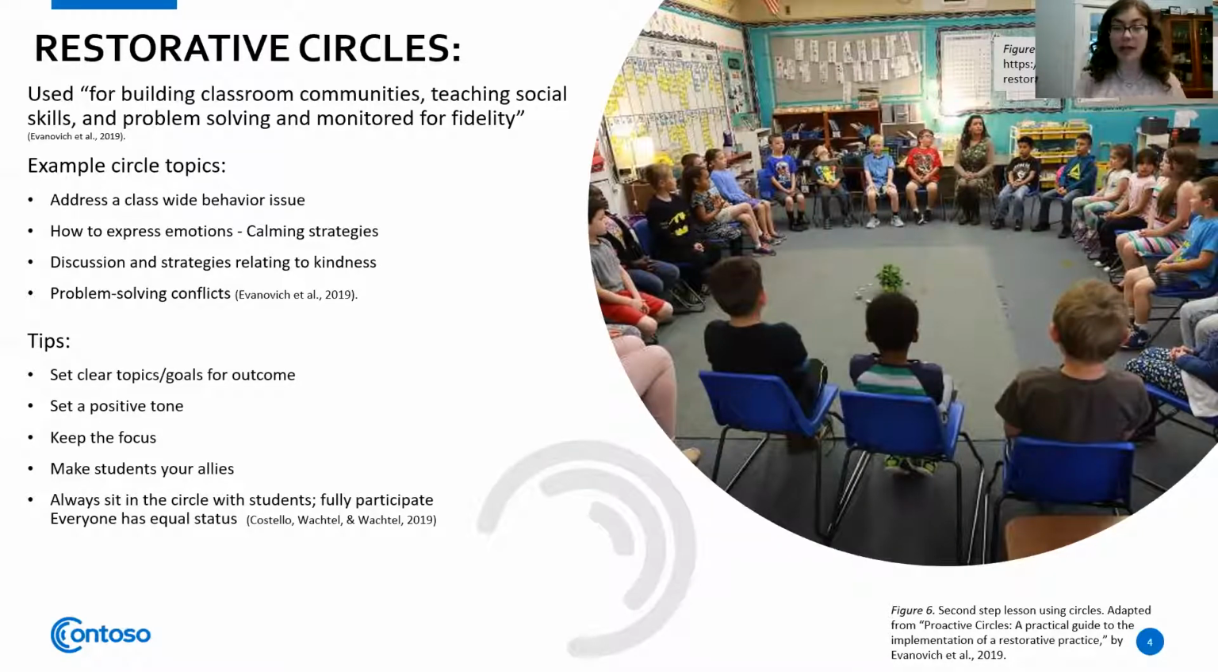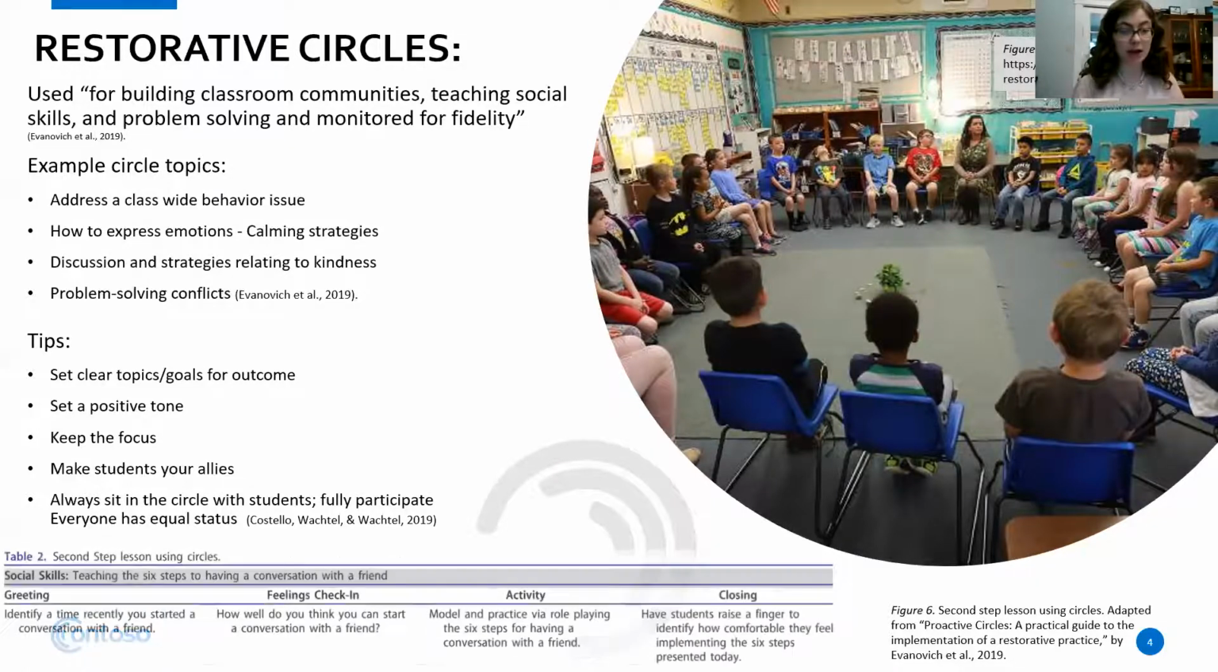You can see this in this picture. The teacher is sitting in the circle with the students as an equal member. They're not outside of the circle. That kind of provides a judging tone, whether the teacher means to or not. And then down here at the bottom, we can see that there's kind of a lesson format. There's a greeting, a feelings check-in, an activity, and a closing to these circles, which is very helpful.